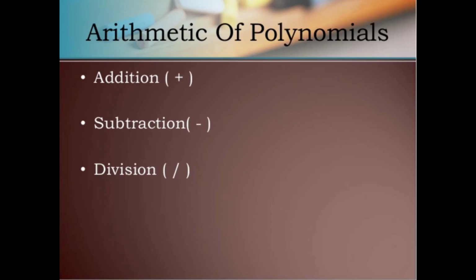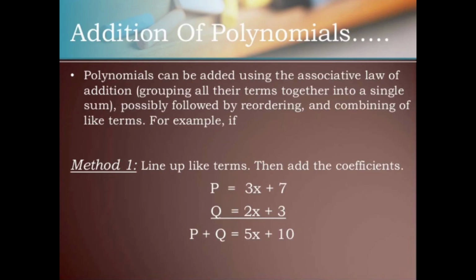Arithmetic of polynomials: addition, subtraction, and division. Addition of polynomials. Polynomials can be added using the associative law of addition, grouping all their terms together in a single sum, possibly followed by reordering and combining of like terms. For example, method 1: line up terms, then add the coefficients. So P equals 3x plus 7, and Q equals 2x plus 3. So just simply add them. P plus Q equals 5x plus 10.